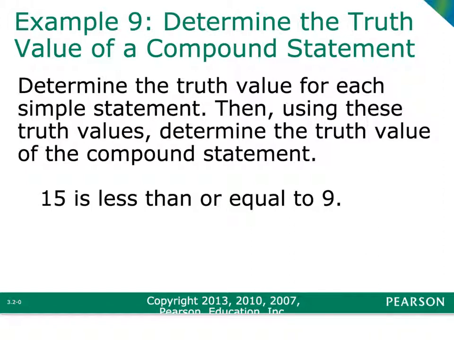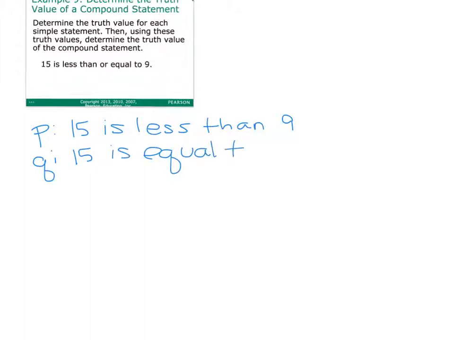The statement is 15 is less than or equal to 9. Okay, so we actually have two statements there, although it seems odd. Our first statement is that 15 is less than 9. And our second statement is that 15 is equal to 9. Okay, so if I was going to translate the expression 15 is less than or equal to 9, I could put P or Q. Okay, just like that.